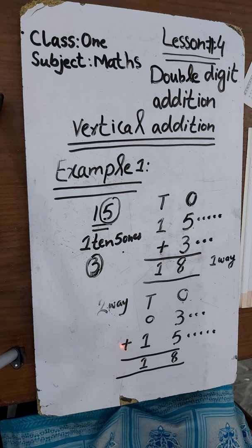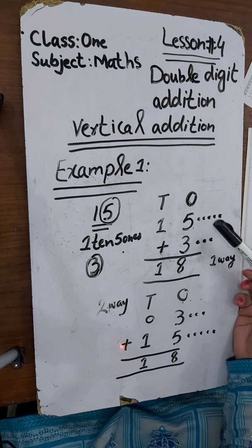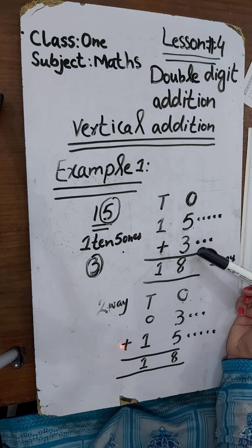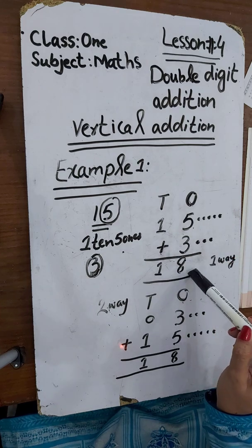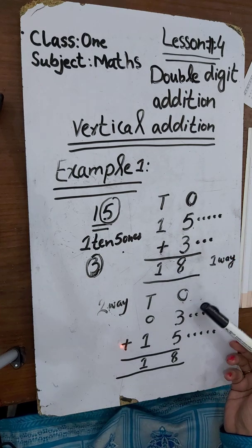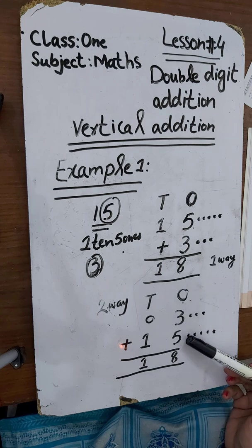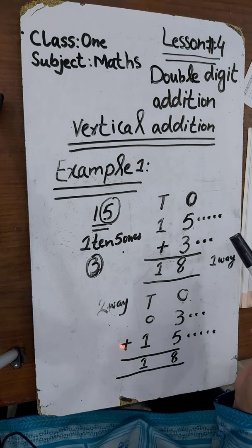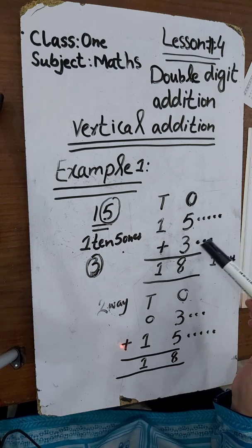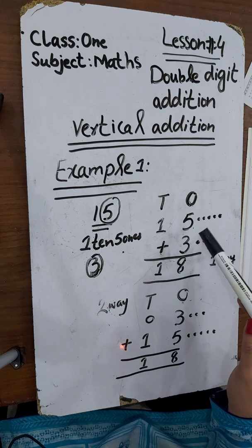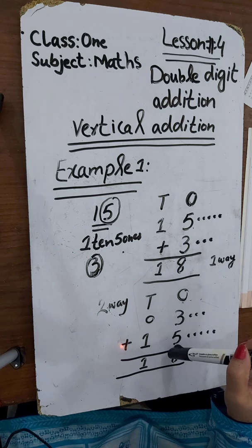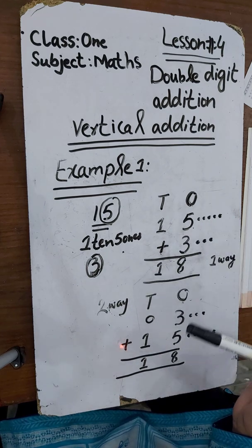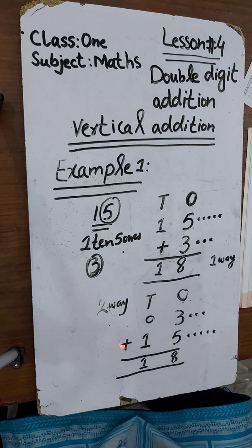Okay students, now you see, whether we write the double digit number above and the single digit below, we get 18. And if we write the single digit above and the double digit below, again we get 18. So it means whether you add 3 to 15 or 15 to 3, you will get the same answer. You can write in both ways, but your answer will be the same.